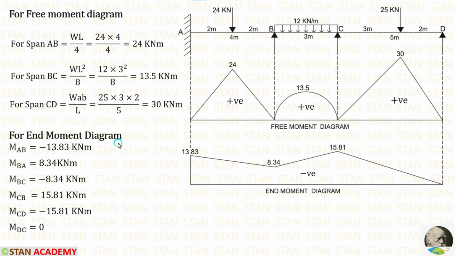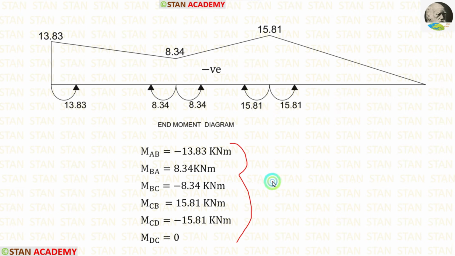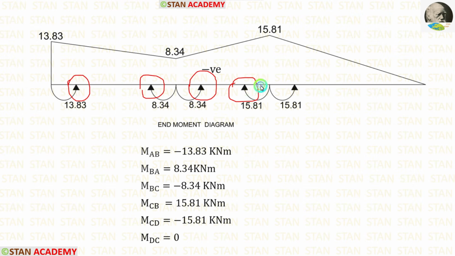Now let us make the end moment diagram. Using the end moments, we have to make the end moment diagram. To mark these values above the line or below the line, we have to see the direction of the curves. All the curves are indicating upwards. That means all the points in the end moment diagram will be coming above this line.